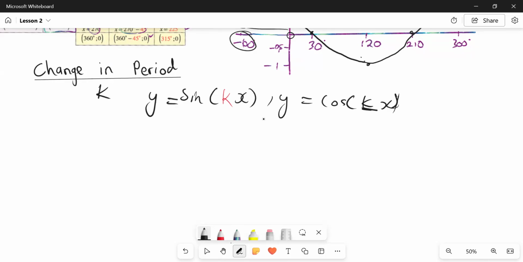Now, as I've explained before, if k is between 0 and 1, then the graph is stretched and the period will increase. So we are now having the value of k as a fraction. And if k is greater than 1, the graph is compressed and the period decreases. Obviously, we can have maybe 2, 3, 7, etc.